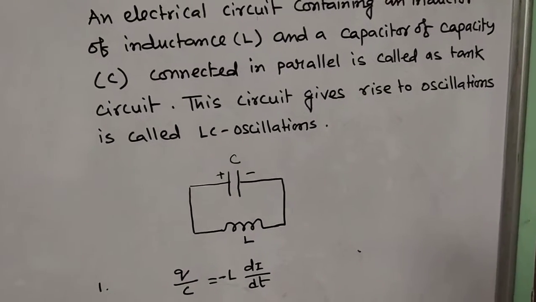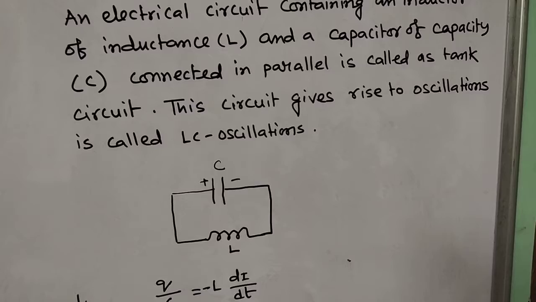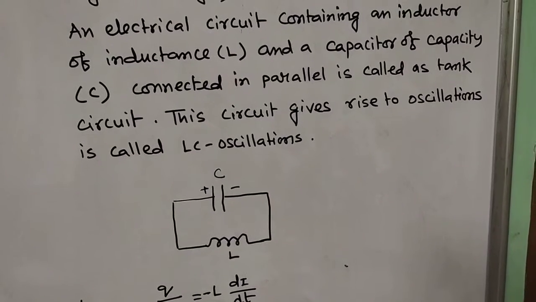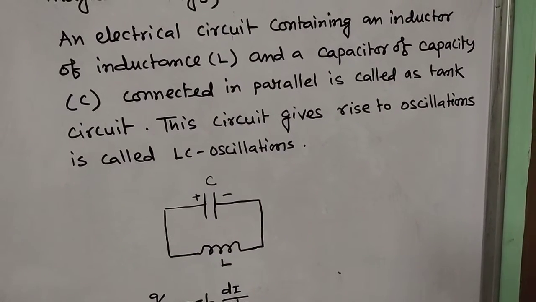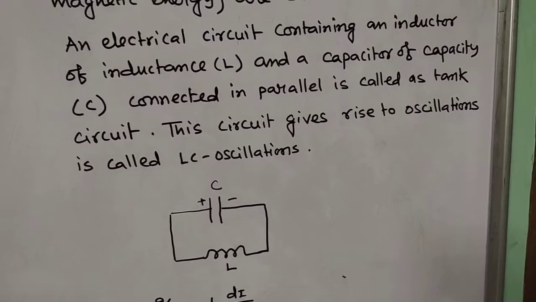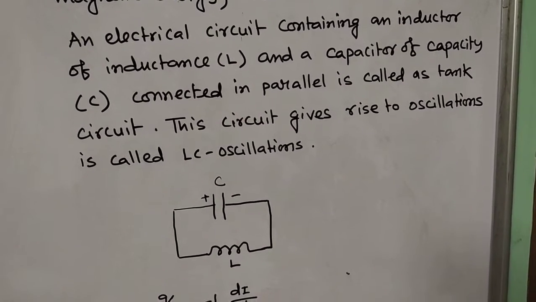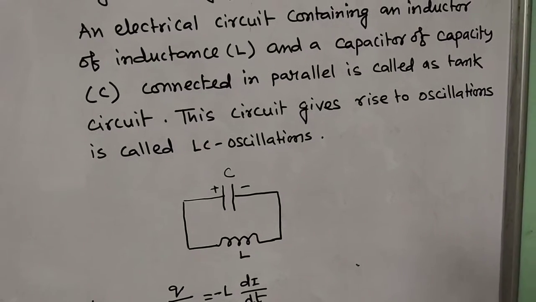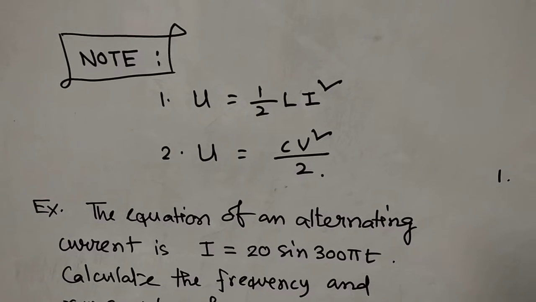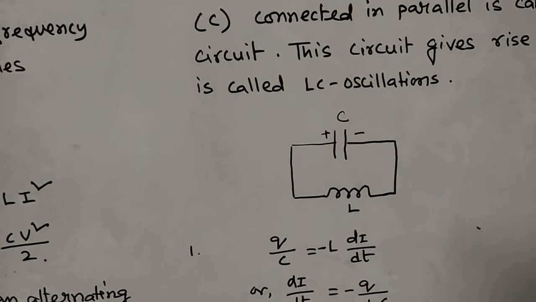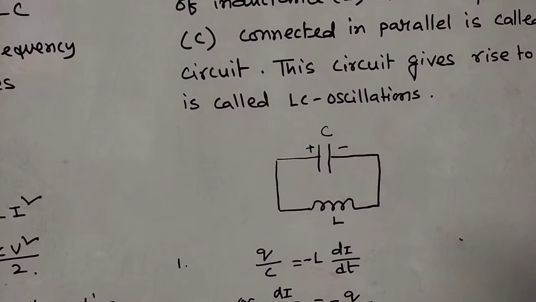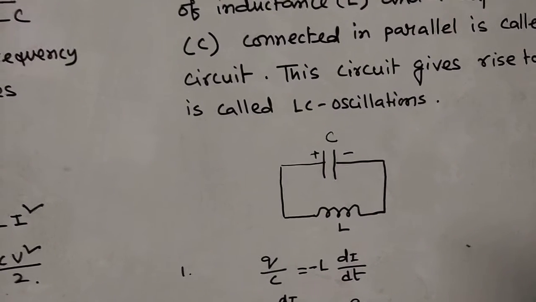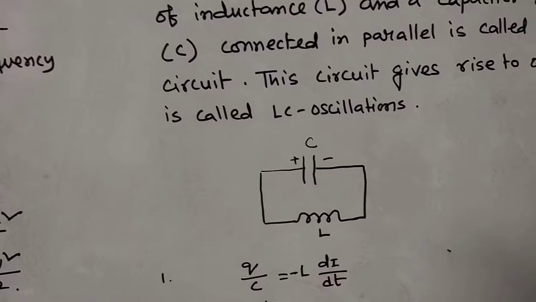Let me explain. Now you have a capacitor and you have an inductor. Let me consider the capacitor is fully charged. When the capacitor is fully charged, it has the maximum amount of energy, and that energy can be given by the equation U equal to CV square by 2. Now what happens when the capacitor is fully charged? It starts discharging with respect to time.